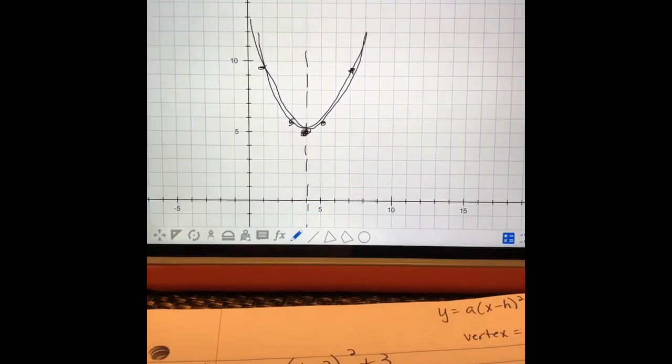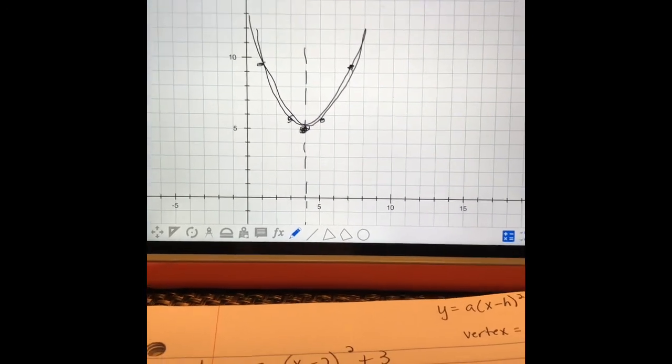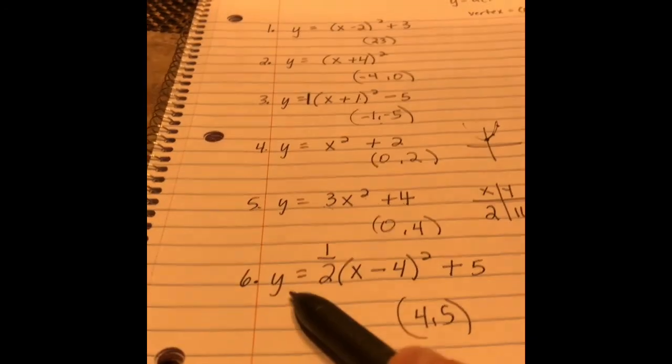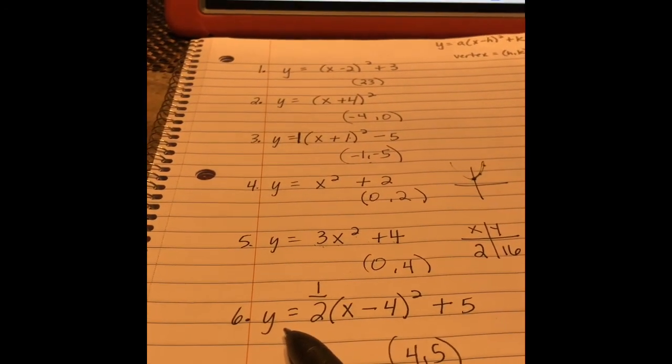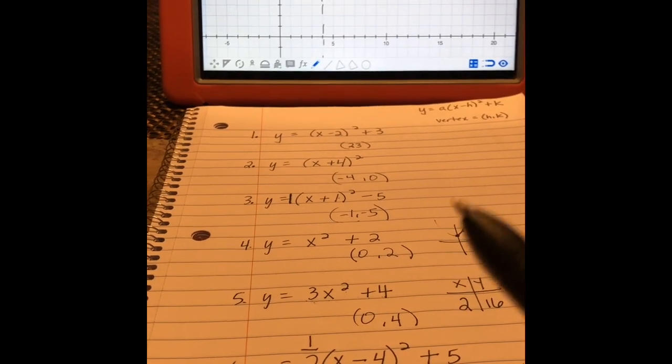Okay? And again, where does this parabola touch the x-axis? It does not touch the x-axis. So if we were trying to solve this related equation, then there would be no solution because that's about where the parabola touches the x-axis.